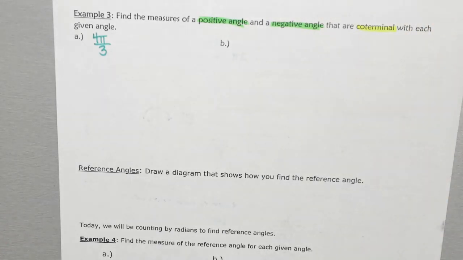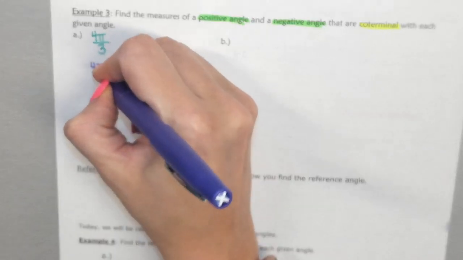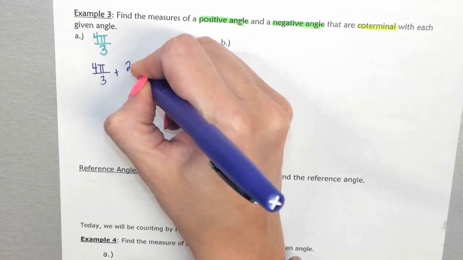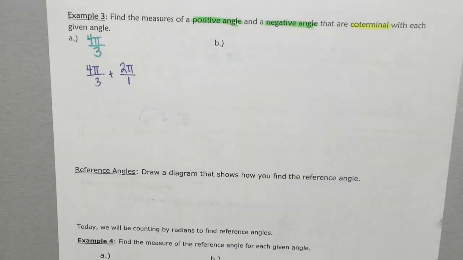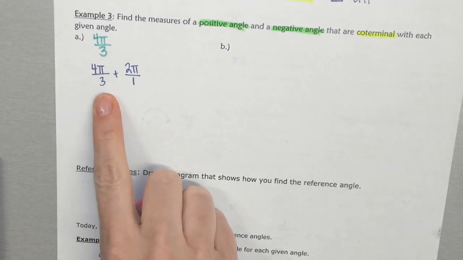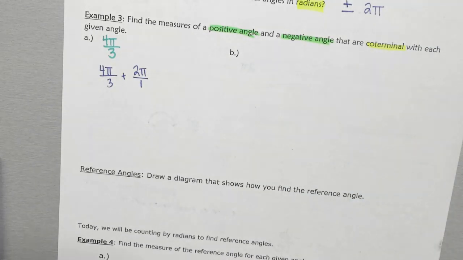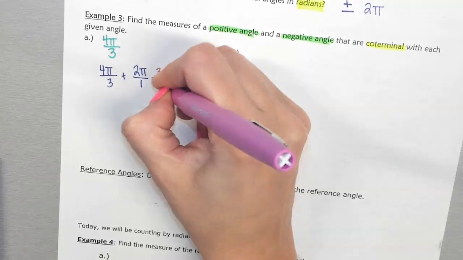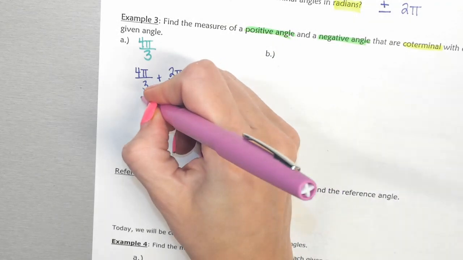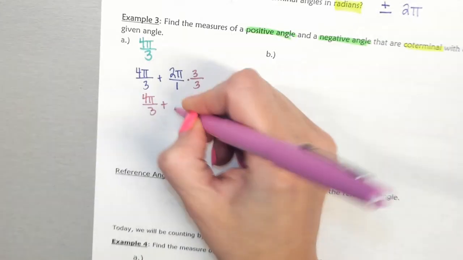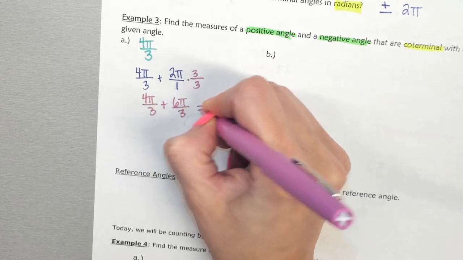Okay, so all we have to do in order to be successful at this is know how to add fractions together. So if we take 4 pi over 3 and we add 2 pi, what we need is a common denominator. Right now, the denominator of 2 pi is 1. So if I want it to be the same as this denominator, I have to multiply by what? Yep, and you have to multiply the top and the bottom by 3. Okay, so you have to multiply 2 pi by 3 and 1 by 3. So this is going to become 4 pi over 3 plus 6 pi over 3.